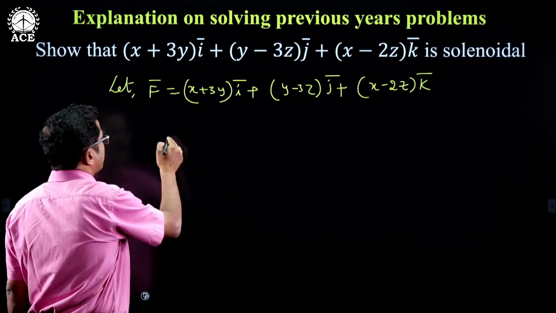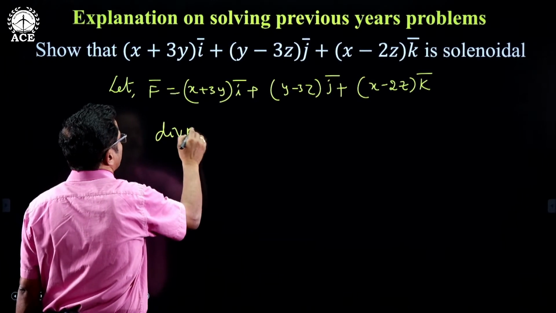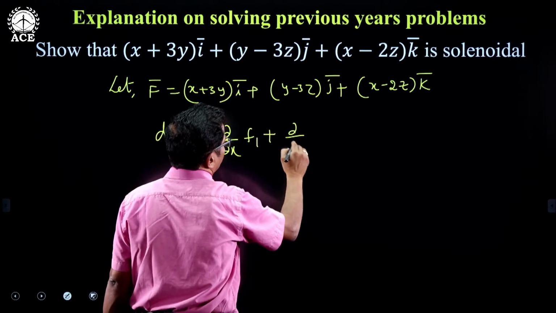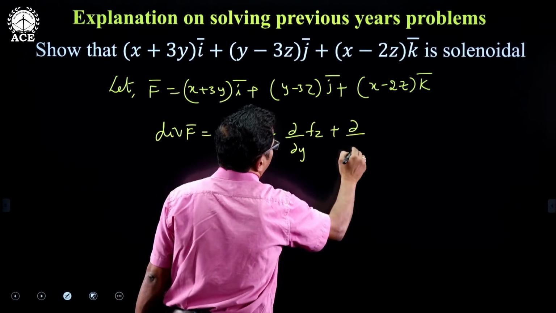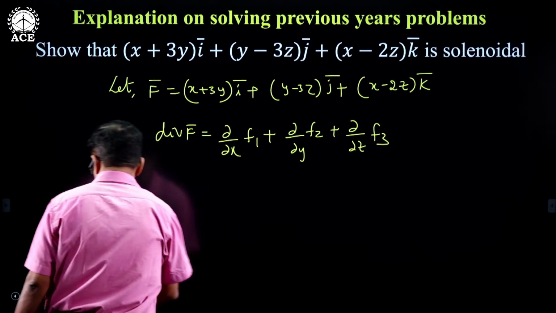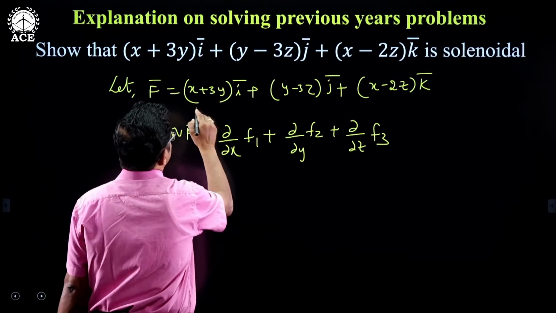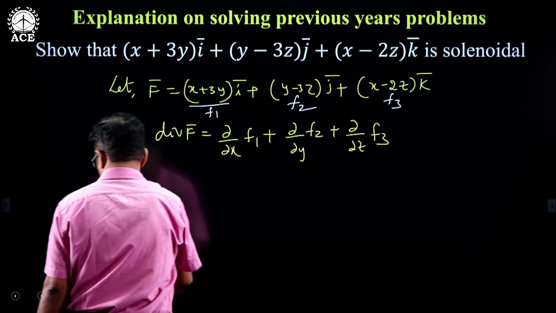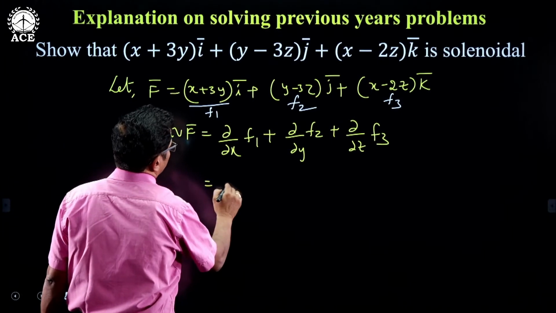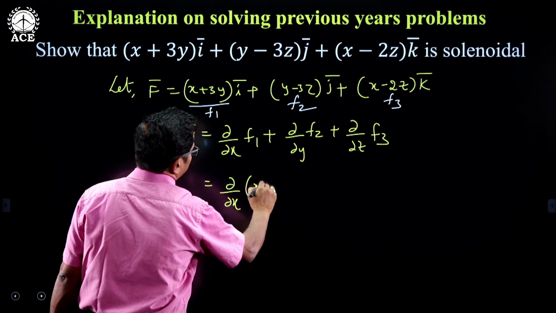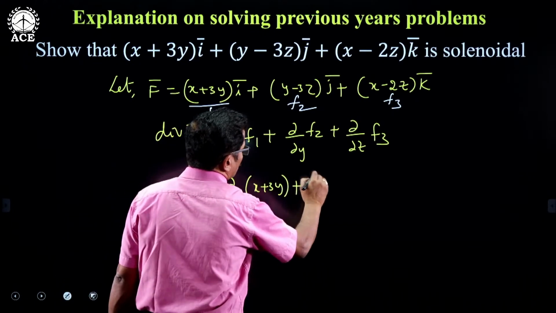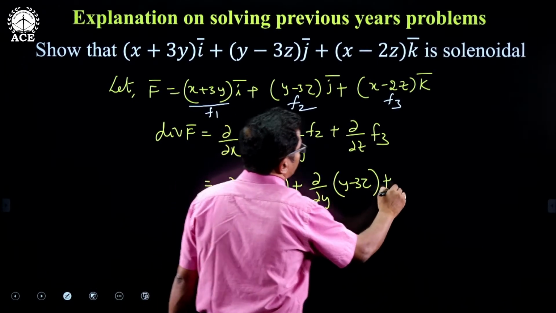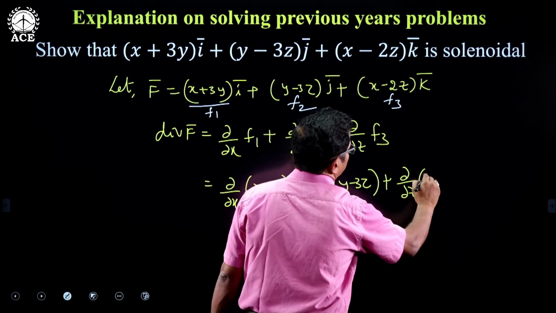So to prove that it is solenoidal, you have to take the divergence of f bar. That equals ∂/∂x of f1 plus ∂/∂y of f2 plus ∂/∂z of f3. Here I am taking f1, f2, f3. Substituting, it equals ∂/∂x of f1, which is x plus 3y, plus ∂/∂y of f2, which is y minus 3z, plus ∂/∂z of f3, which is x minus 2z.